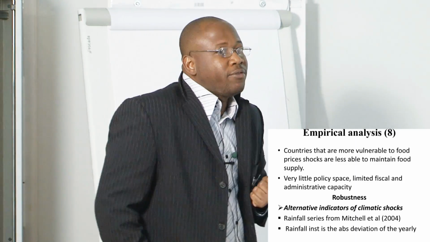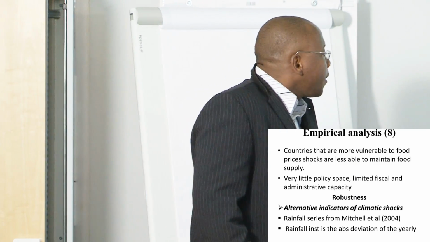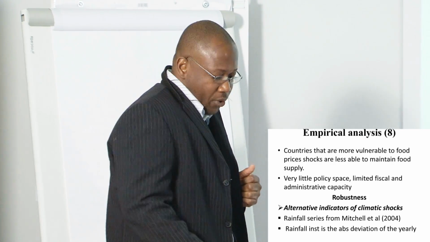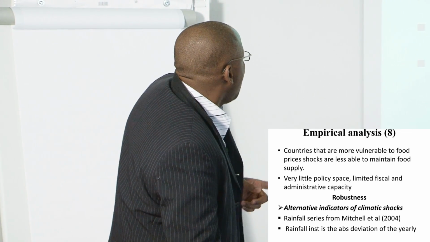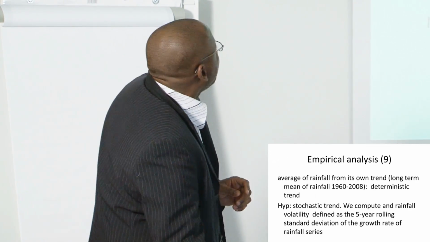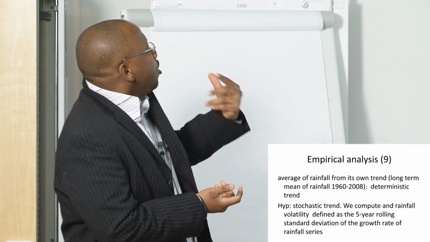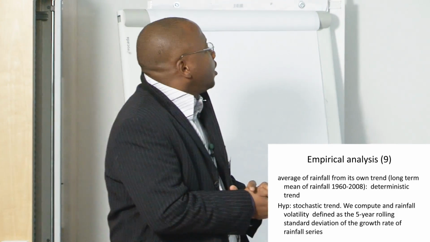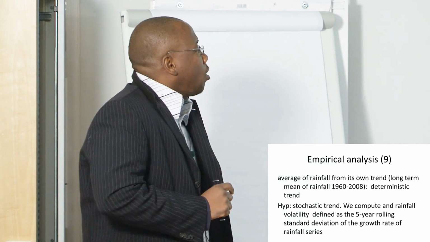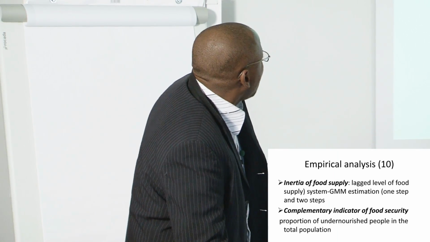The next step, we'll apply robustness checks. We use alternative indicators of climatic shocks from Mitchell et al. We find robust results. In our estimate, our rainfall volatility is the absolute deviation of the yearly average of rainfall from its own trend, and we use another measure that is defined as the 5-year rolling standard deviation of the growth rate of rainfall series. We find robust results.